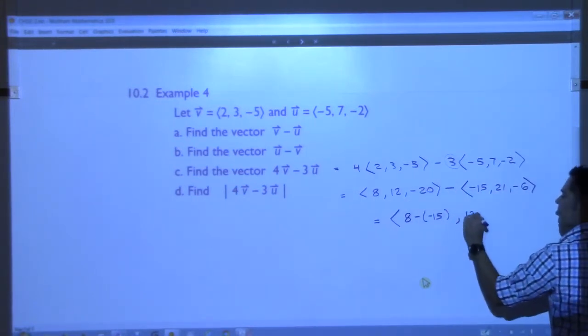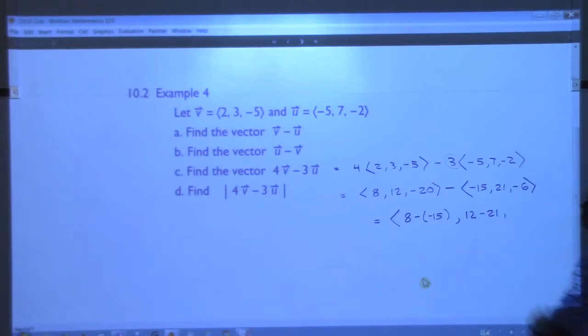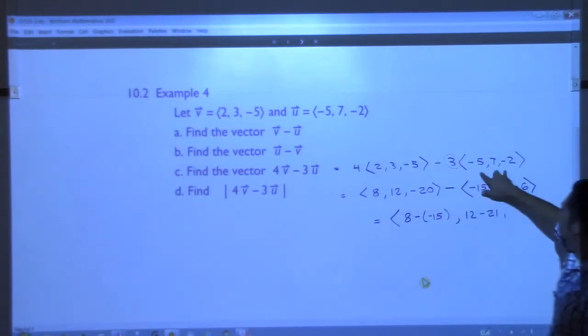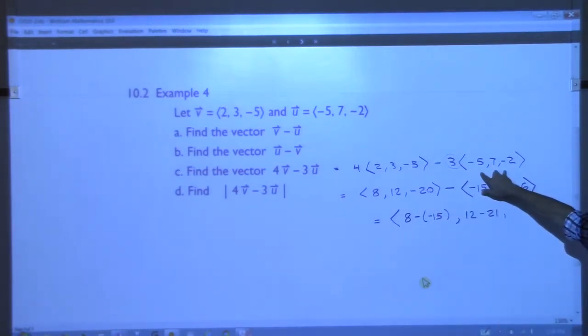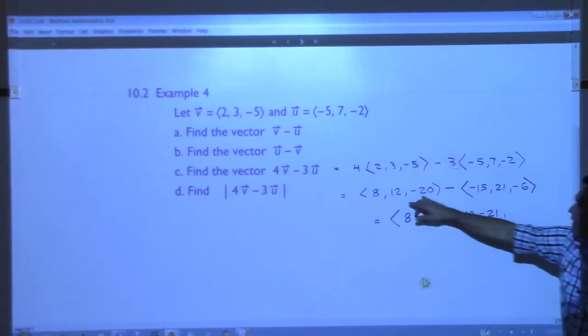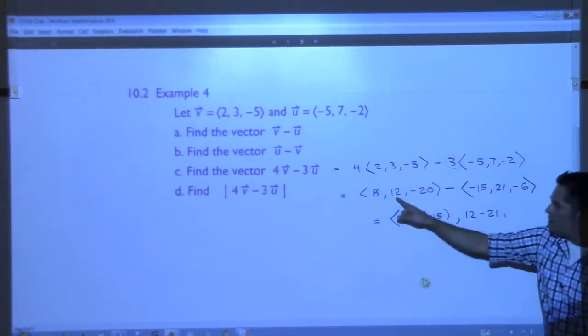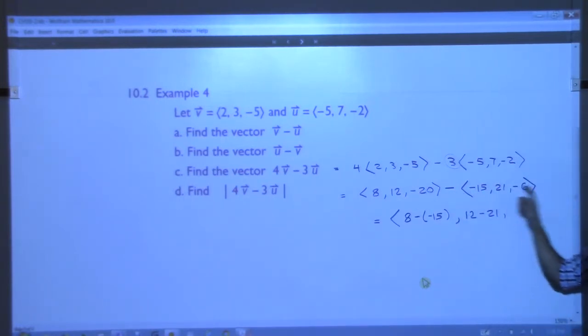Right? Wait, shouldn't it be the other way around since it's v and u? Like v first, then u? V first, then u. V minus. This is v, right? Yeah. And this is u, right? This is 4v minus 4u. And then this is just two vectors being subtracted. So I'm just going to go this minus that, this minus that, this minus that.